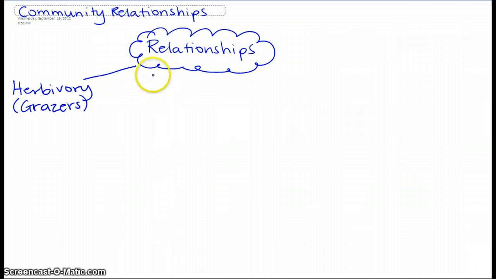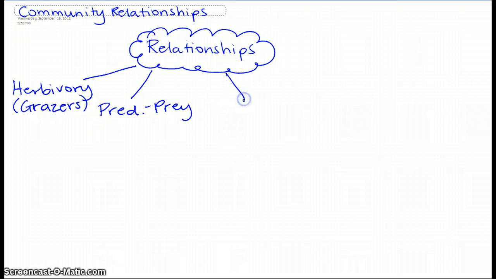Okay. The next thing we're going to talk about are predator-prey relationships. Predator-prey, unlike herbivory, is when you get an animal that hunts, kills, and eats another animal. So here we're not talking about vegetarians like you are in herbivory. We're now talking about carnivores and omnivores.